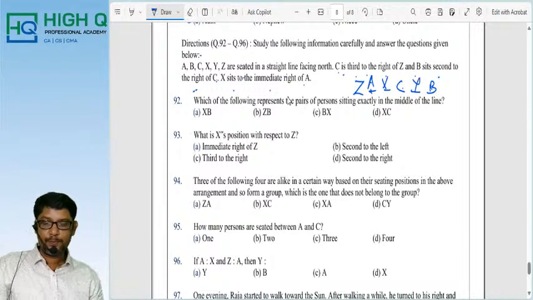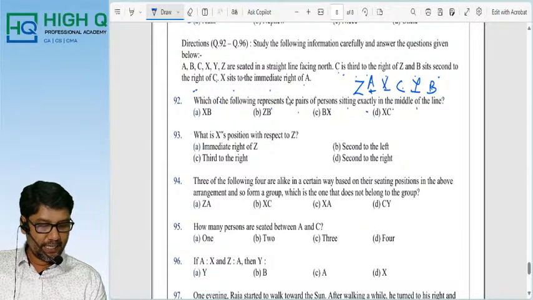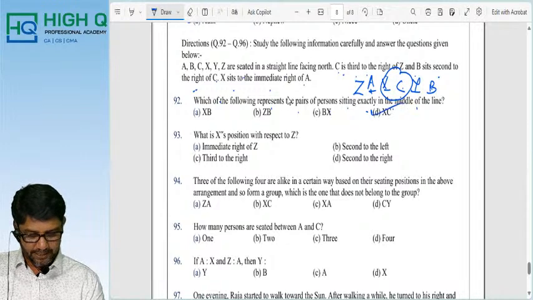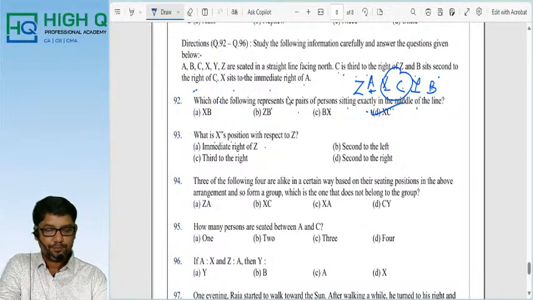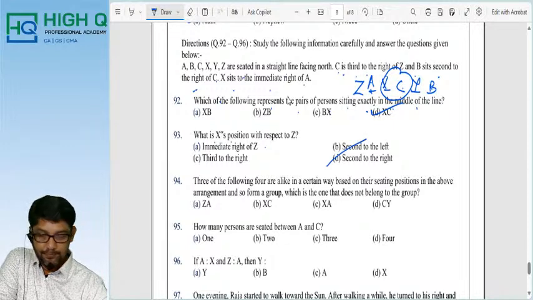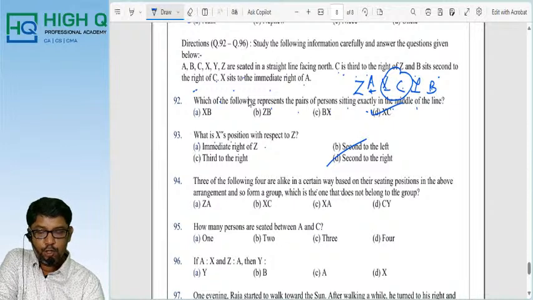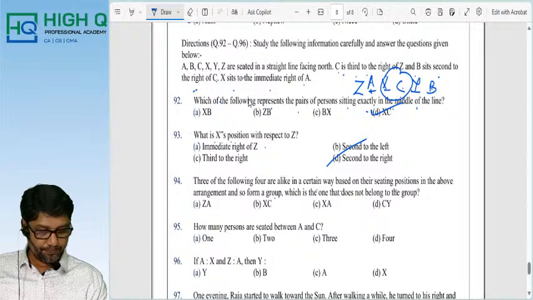Okay. Now, which of the following represents the pair of persons sitting exactly in the middle of the line? Who is it, my dear? X and C. Next, what is X's position with respect to Z? Second to the right. Next, the following four are alike in a certain way based on their seating positions in the above arrangement. So form a group. Which one does not belong to the group?